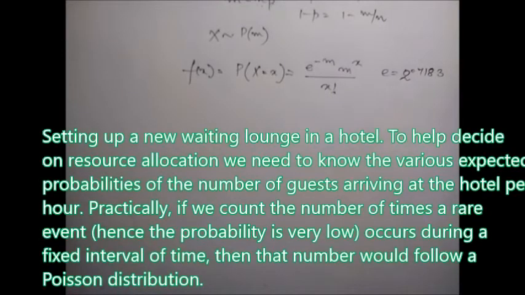Setting up a new waiting lounge in a hotel, to help decide on resource allocation, we need to know the various expected probabilities of the number of guests arriving at the hotel per hour. Practically, if we count the number of times a rare event occurs during a fixed interval of time, then the number would follow a Poisson distribution.